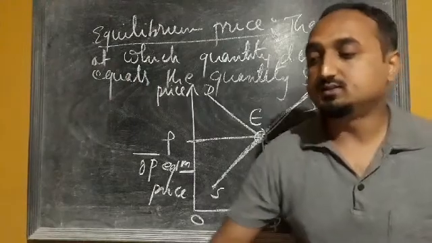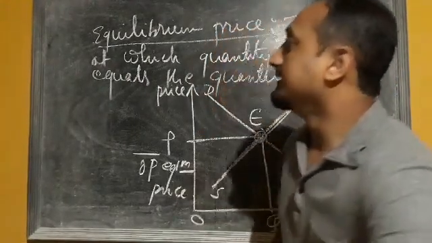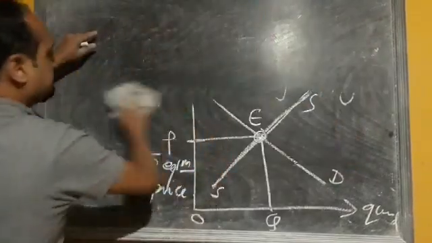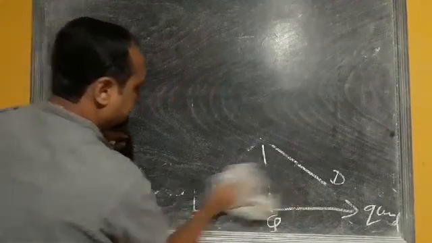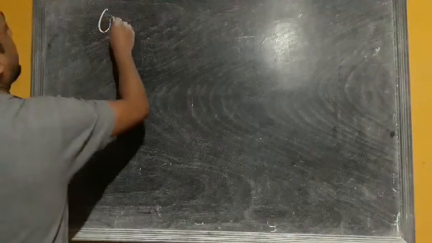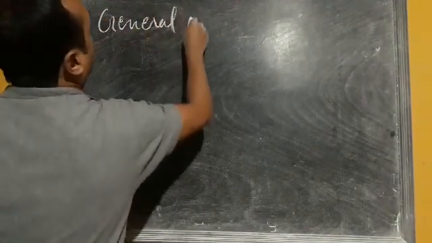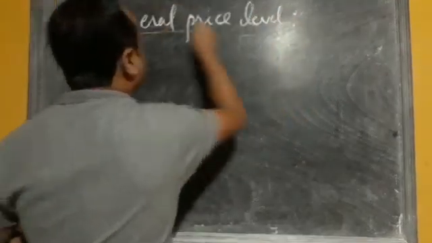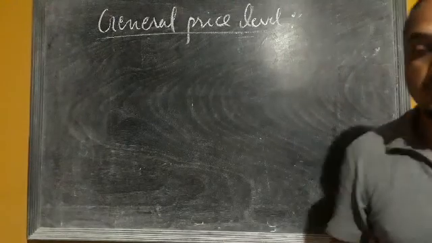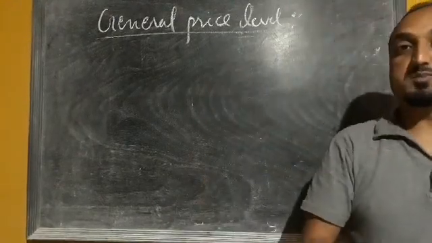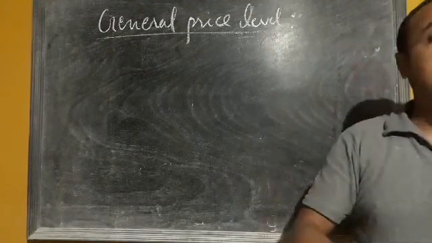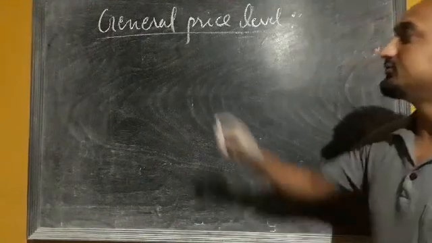So now the next concept we have to understand is the general price level. Now I'll move to the next topic, that is general price level. So what do we mean by the term general price level? We have done the concept of price also. What is price? Price refers to the amount of money that we pay for getting any commodity. Now next we have the general price level.